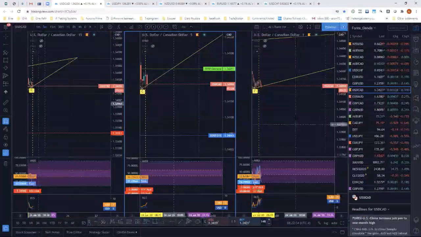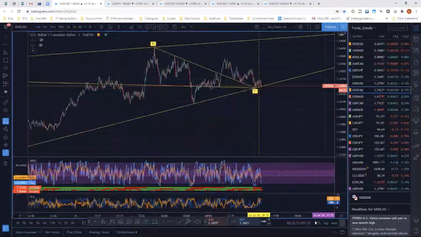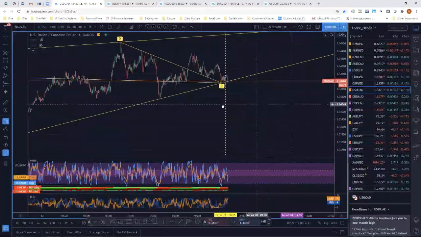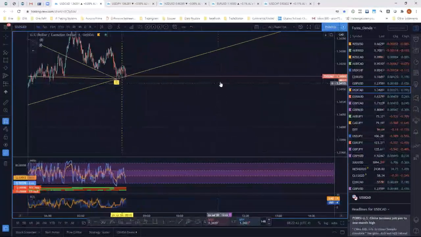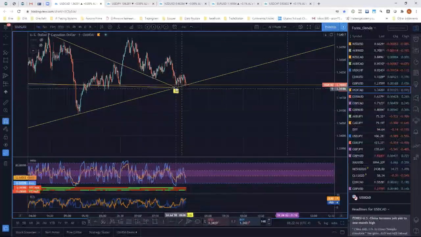It's not. It's actually, this one might actually work out pretty well. I would like to see it get a little bit stronger. I'd like to see the CAD get a little bit stronger to the dollar before I take this trade, though. That's the only thing I don't like about it so far.